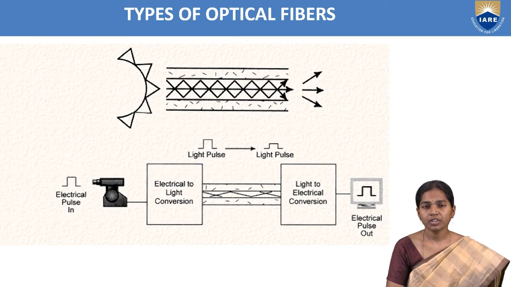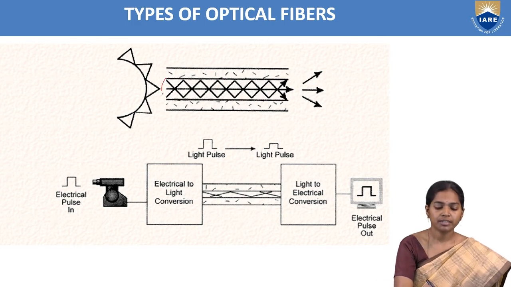Here is how we transmit the information. The electrical signal, using an encoder, is converted into light, and through optical fiber, either single mode or multi-mode based on our requirement and application, we transmit the information. At the receiver, the light is converted into electrical form and we receive the electrical information. This is the basic communication diagram of optical fiber.